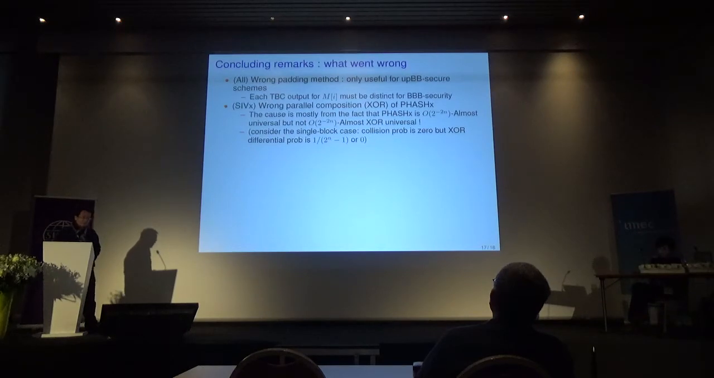And for SIVx, in addition to the padding error, it adopted a long parallel composition of PMACx. The reason for the error is mostly the fact that PMACx is only 2 to the minus n almost universal, but not almost xor universal. So it means that the sum of two almost universal hash functions does not necessarily mean an almost universal hash function.